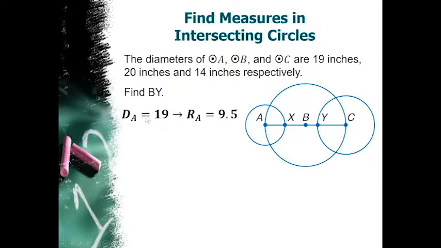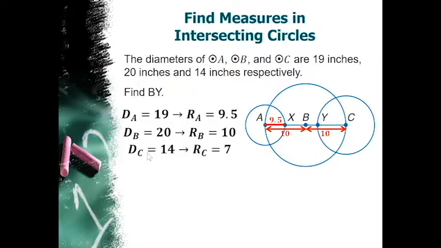So to set this up, we're going to label everything we can on here. We're going to start off by looking at the diameter of A, which is 19 inches. Half of that would give us a radius of A, which is 9.5 inches. So here's our 9.5 inches. The diameter of circle B is 20 inches. Half of that would be our radius, which is 10 inches. So we can label that twice on here, from A to B and from B to C. And then the diameter of circle C, which is 14 inches. Half of that giving us a radius of 7 inches, which would be out here at YC.